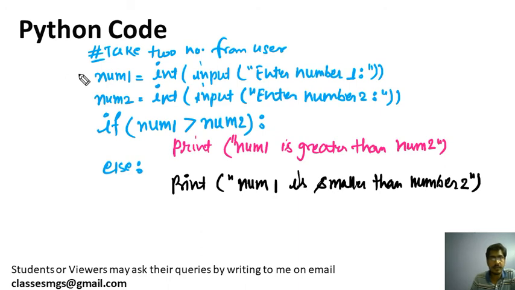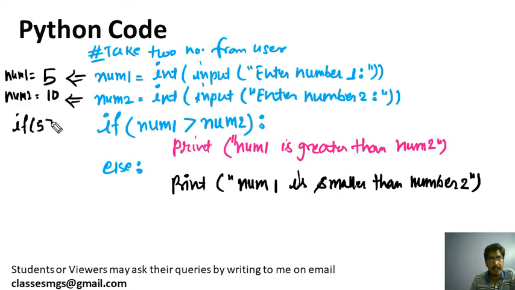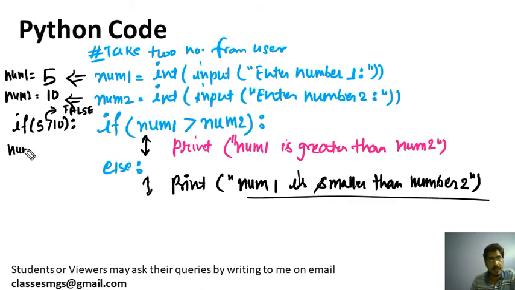So how will it work? Let's suppose the user has given input 5 in number 1, number 1 equals 5, and input number 2 equals 10. What will happen? Is 5 greater than 10? The condition is false, because 5 is not greater than 10. Then, as I have explained, the if statement will not be executed, whatever is written in pink color will not be executed, and whatever is written in black color will be executed. So on the screen you will see number 1 is smaller than number 2, this will be the output.